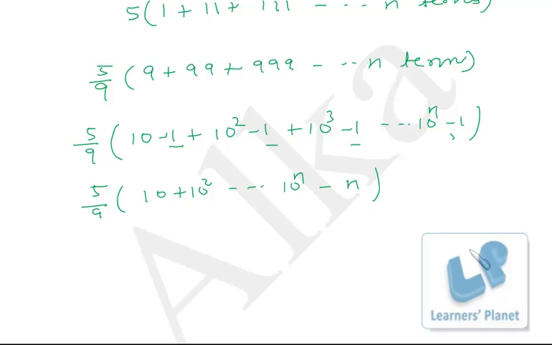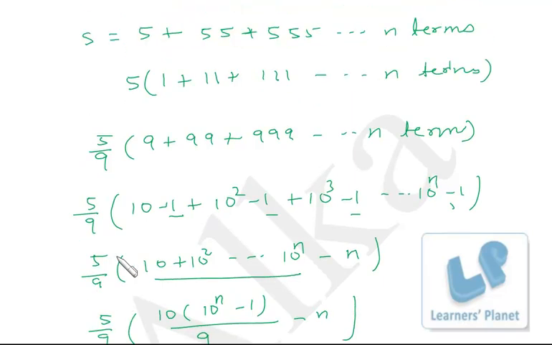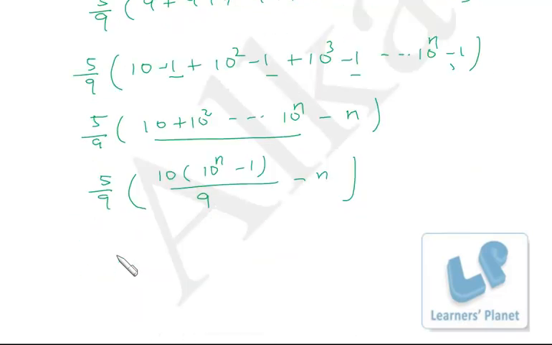Now this becomes very simple. 5 by 9. This is a geometric progression with common ratio 10 and first term also 10. So a(r raised to n minus 1) upon r minus 1: 10 times (10 raised to n minus 1) upon 10 minus 1, that's 9, minus n. So this will be the sum of this sequence. If you go for the LCM, you can simplify: 10 into (10 raised to n minus 1) minus 9n, by 9. So this 9 and this 9, when multiplied, will give 81.